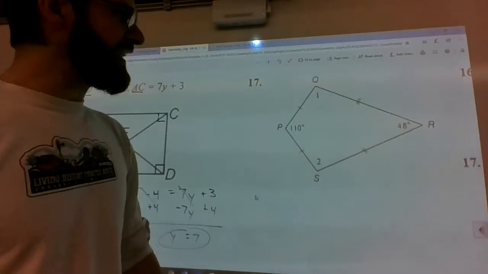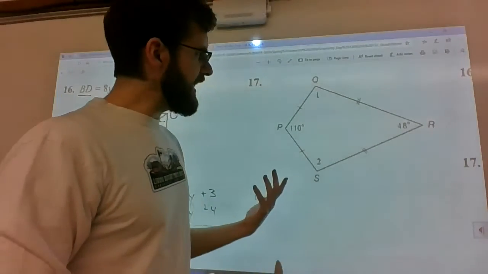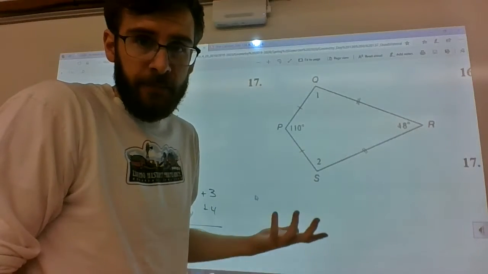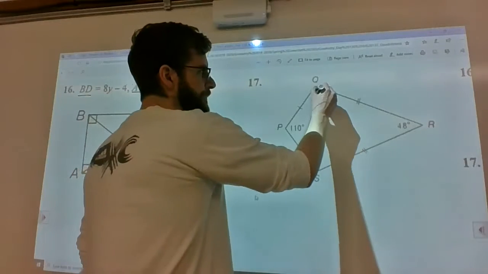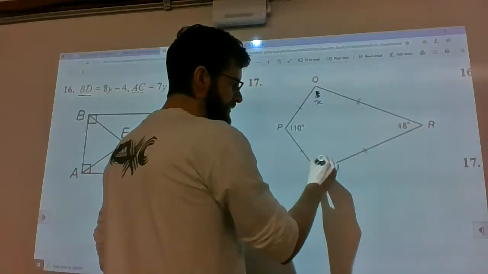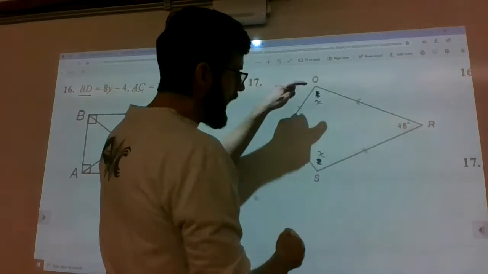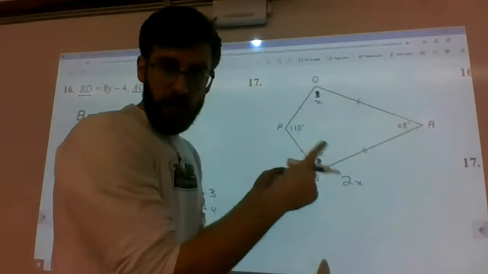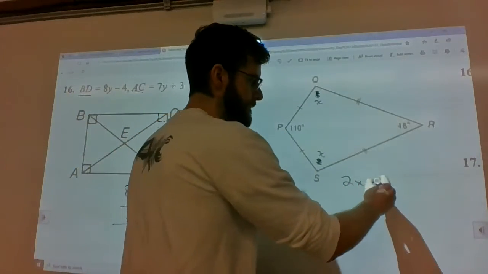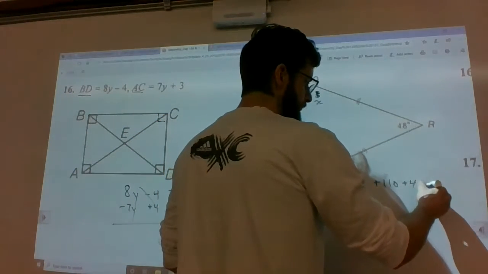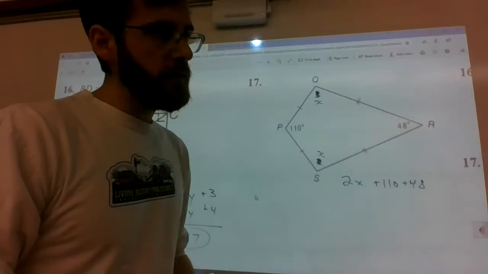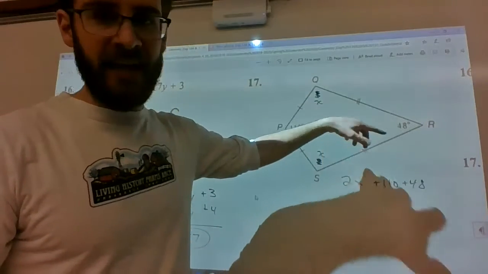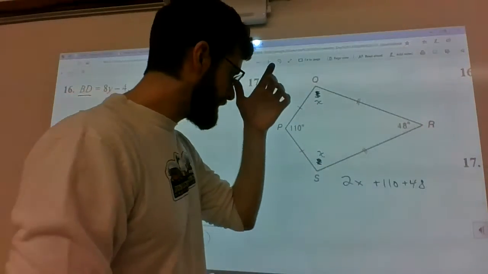On number 17, we've got a kite, which means, again, angles 1 and 2 have to be identical. They're the same measure. So if we called them, I don't know, just angle x, then you say x plus x, which is 2x, adding along 110 and 48, those all have to add up to 360 degrees, because every quadrilateral has interior angles that add up to 360 degrees.